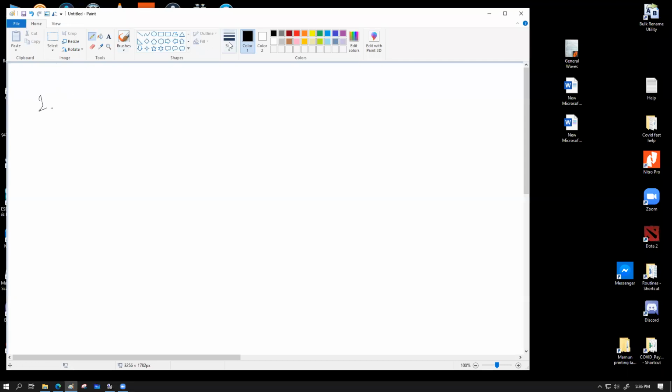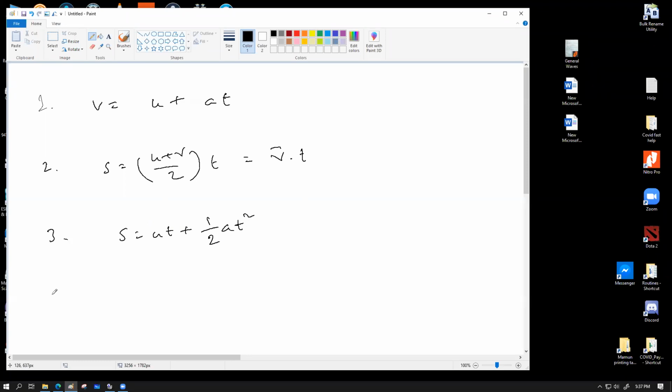The number 1 equation was v equals u plus at. Number 2 was s equals (u plus v) divided by 2 into t, which could also be written as average velocity into t. This is a symbol for average velocity. The bar represents average. Sometimes the bar can also represent vector, so it can be a bit confusing. But that's how the symbolization has developed over the years. And number 3 is s equals ut plus half at square. And number 4 is v square equals u square plus twice as.